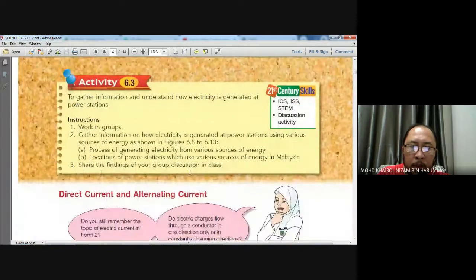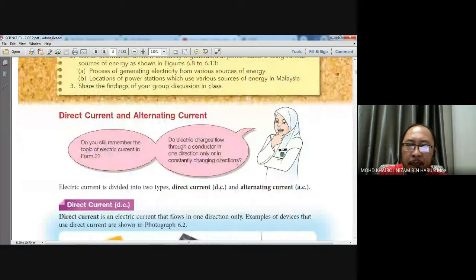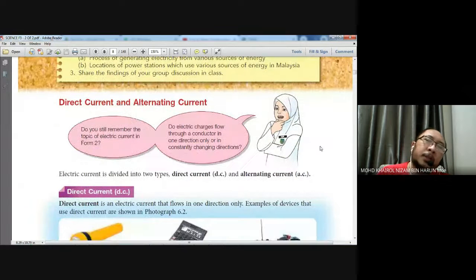Okay, now we look into the electric current that is produced. So what we can say is that the electric current produced can be divided into two types. That is what we call direct current, DC. So the DC stands for direct current, and the second one is alternating current, AC. So what is the difference and what is the function?